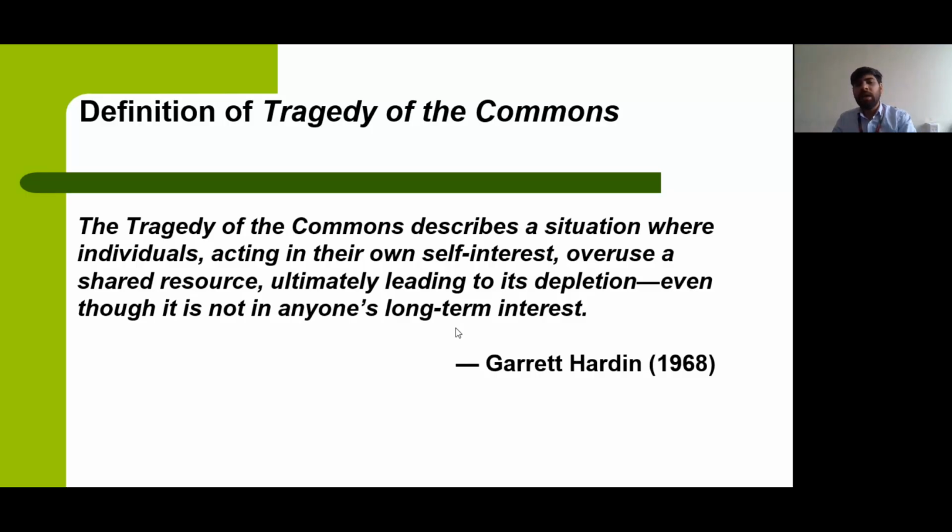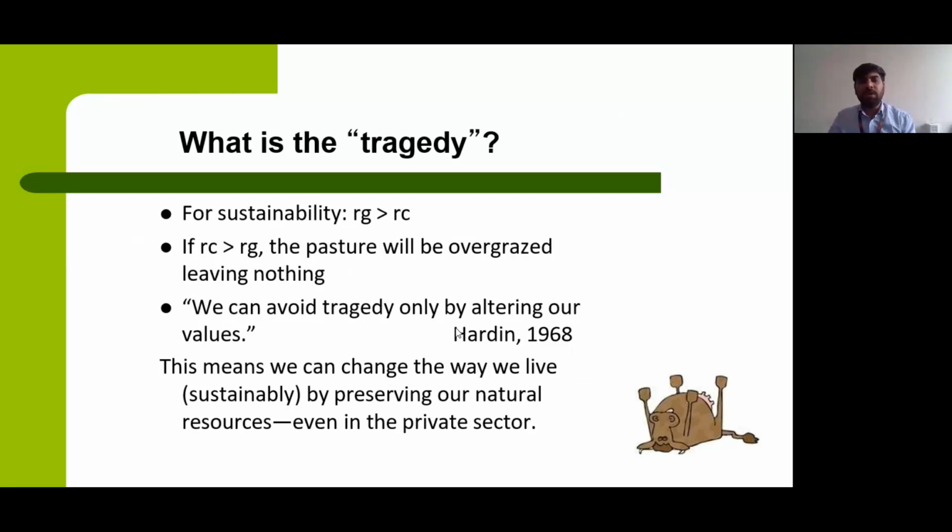This is the definition by Hardin in 1968, long back, 60 years ago. So we have discussed one interesting study about the grazing land. The tragedy is going to happen if the rate of consumption is greater than the rate of generation. This means we can change the way we live by saving our natural resources, even in the private domain. If we are not going to do that, then ultimately it will lead towards unsustainability and the deterioration of all the natural resources that are there on the earth and which surround us.